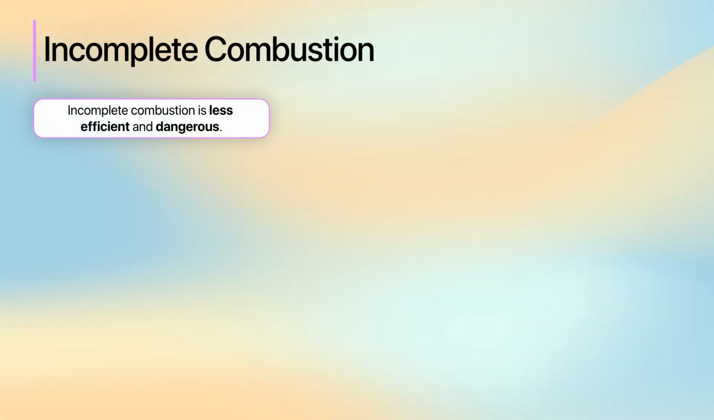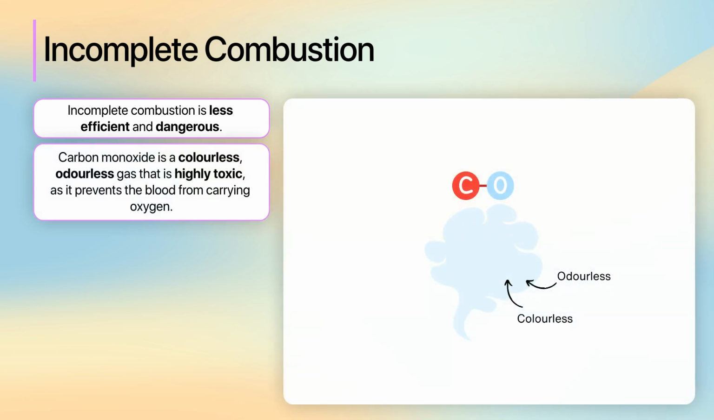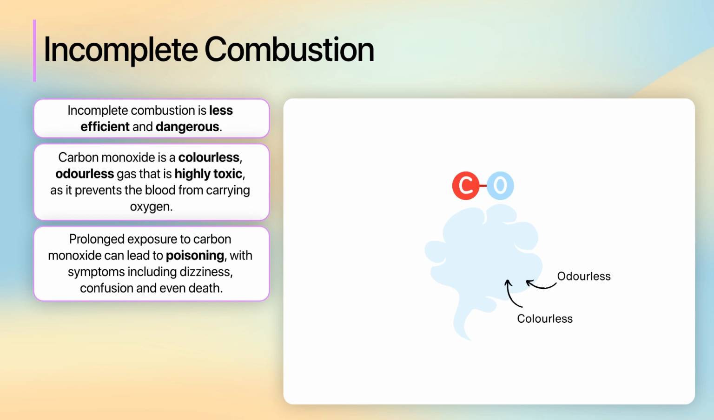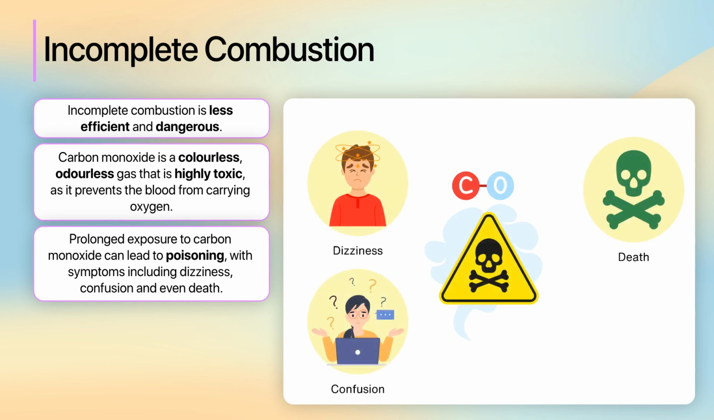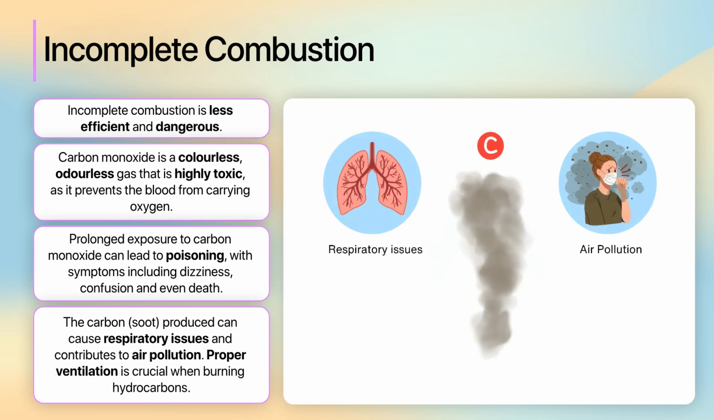Incomplete combustion is not only less efficient, but also dangerous. The carbon monoxide formed is a colorless, odorless gas that is highly toxic because it prevents the blood from carrying oxygen. Prolonged exposure to carbon monoxide can lead to poisoning, with symptoms including dizziness, confusion, and in severe cases, death. Furthermore, the carbon, soot, produced can cause respiratory issues and contributes to air pollution. Hence, it's important to ensure proper ventilation when burning hydrocarbons.